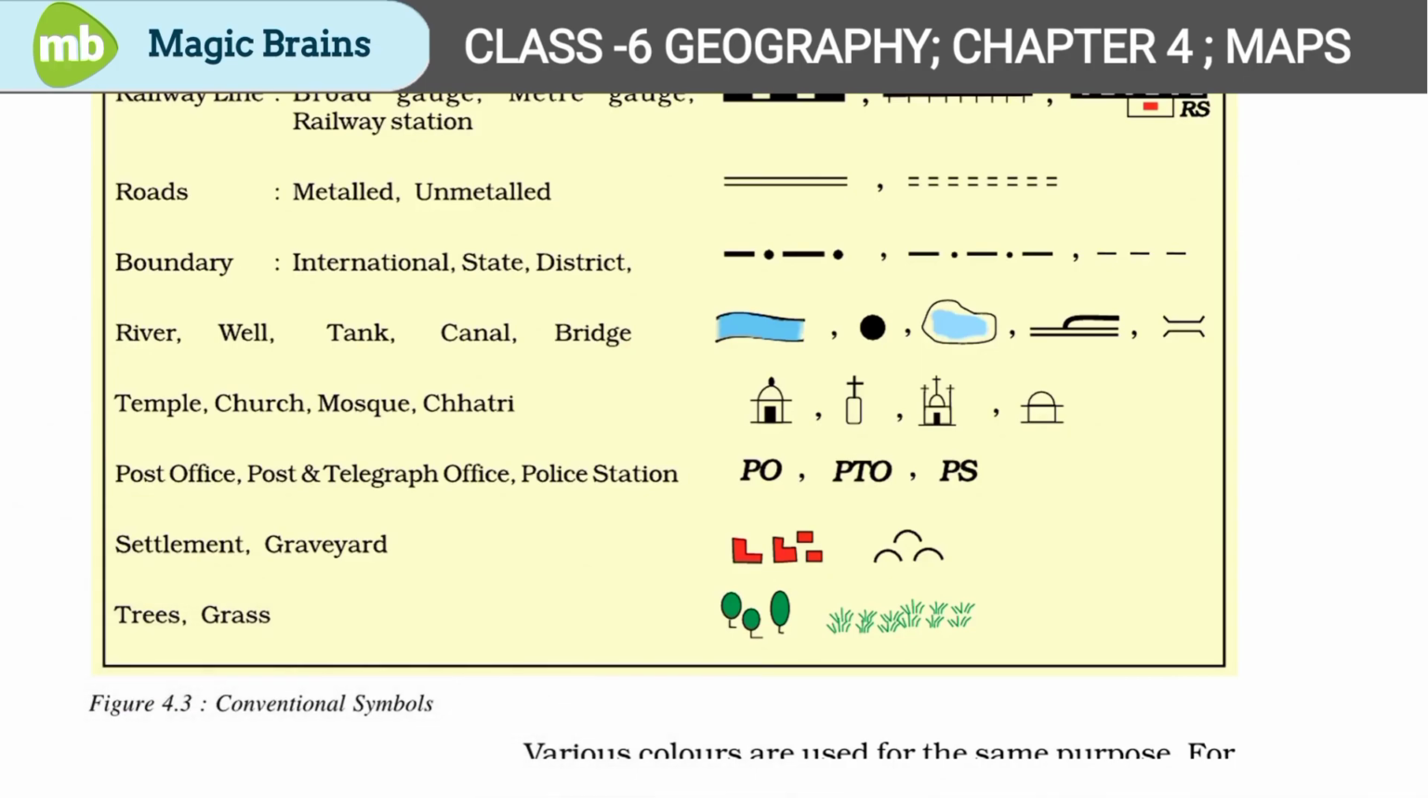Figure 4.3 shows conventional symbols, wherein we notice railway line, broad gauge, meter gauge, railway station, roads, metalled, unmetalled, boundary, international, state, district, river, well, tank, canal, bridge, temple, church, mosque, chhatri, post office, post and telegraph office, police station, settlement, graveyard, trees, grass.